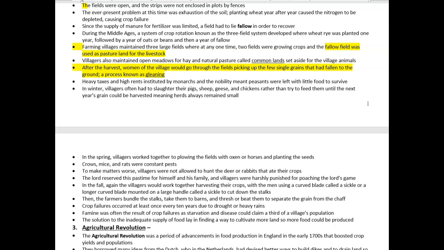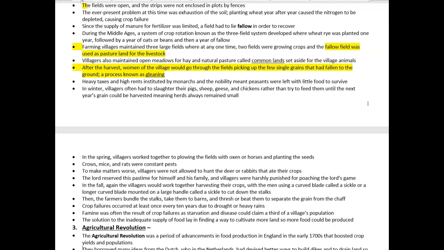In the spring, villagers worked together plowing the fields with oxen or horses and planting the seeds. Crows, mice, and rats were constant pests. To make matters worse, villagers were not allowed to hunt the deer or rabbits that ate the crops. The Lord reserved this pastime for himself and his family, and villagers were harshly punished for poaching the Lord's game.